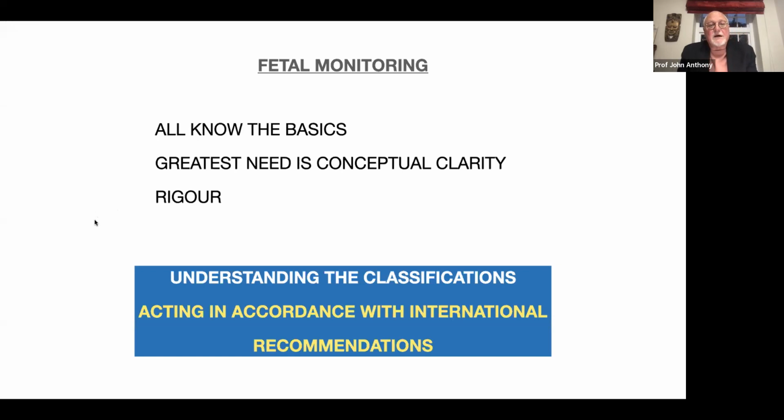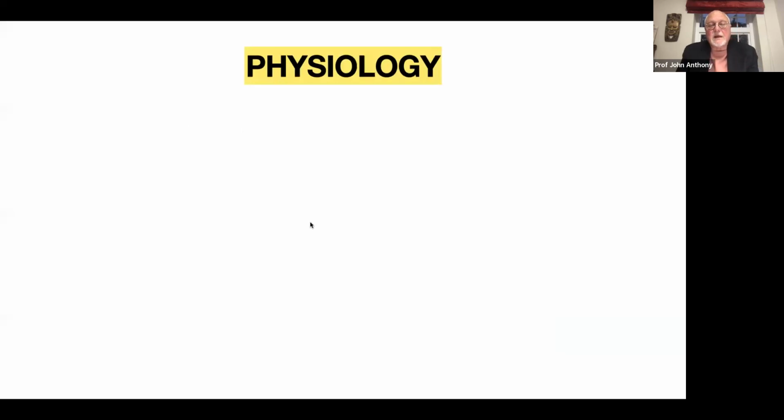So I want to unpack to some extent the classifications that are used in reaching a diagnosis when assessing tracings during labor, and point to what we need to do in accordance with international recommendations when it comes to the management of abnormal tracings. Now, at the outset, I need to say that you need to distinguish clearly between tracings that are performed and made firstly prior to the onset of labor, and those that are made during the course of the labor.